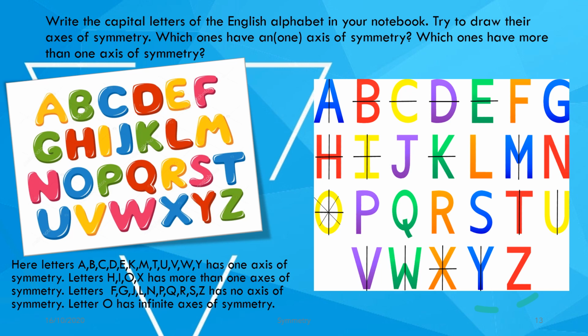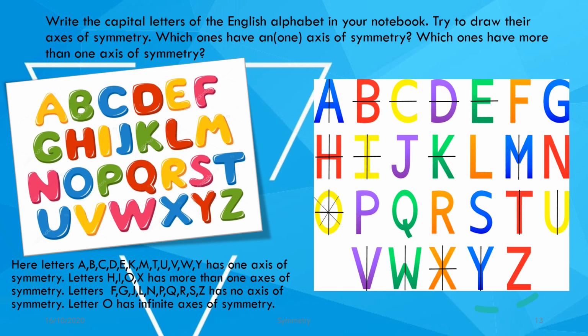Now you will check how. Suppose I divide it like this. Will I get the same on each side? No. If I divide it like this, will I get the same? No. Because here it is joined and here it is just a single part. So I won't get any axis of symmetry in N.